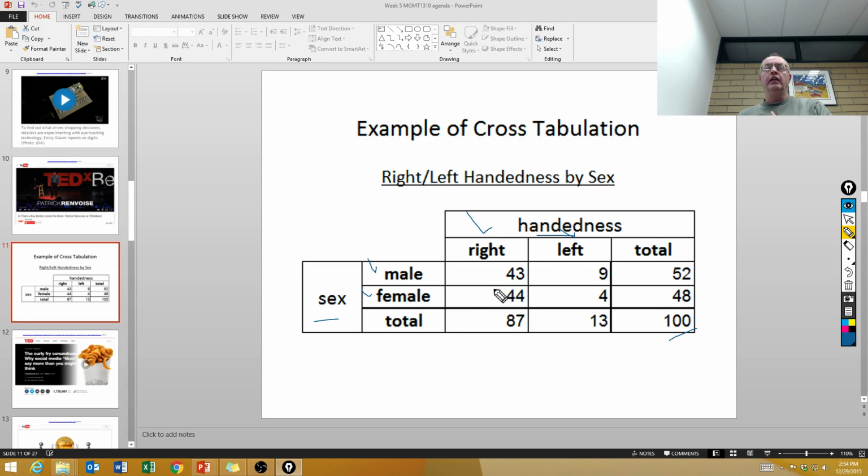gender, and we see that we have roughly the same percentage of men and women that are right-handed, but when we drill down to the left-handed side, we see that we have significantly more left-handed males than females. Anyways, so this is an example of cross-tabulation. We're looking at these two variables, gender and handedness, broken down into two components, male and female, right and left, and just looking at the stats. Okay, that's our example of cross-tabulation.